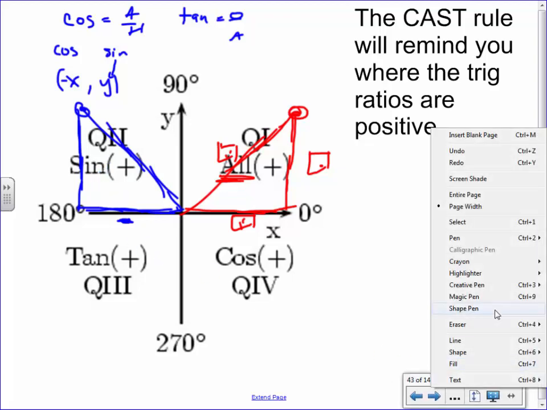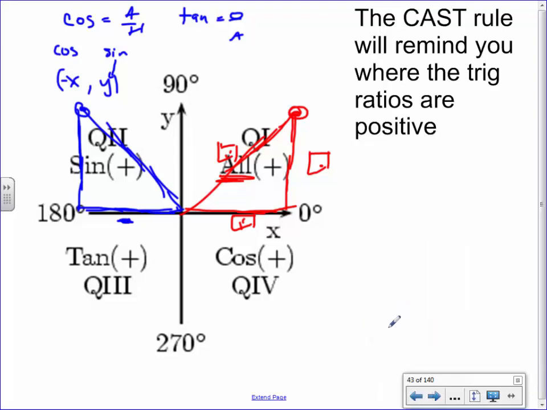But there's actually an acronym that someone came up with. They call it the CAST rule, and it works like this. Cosine is always positive down here. That's the C for CAST. All people are positive in this quadrant. Sine is positive in this quadrant. And the one we haven't talked about yet is actually tan. Tan is positive in this quadrant.